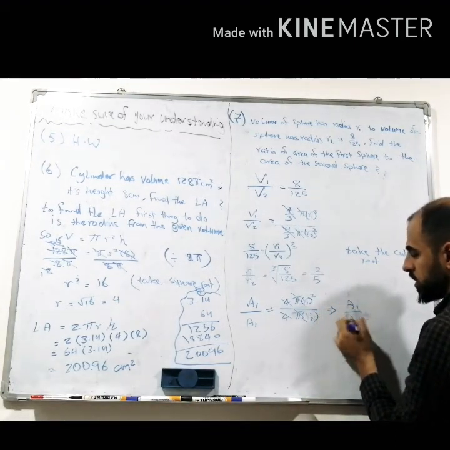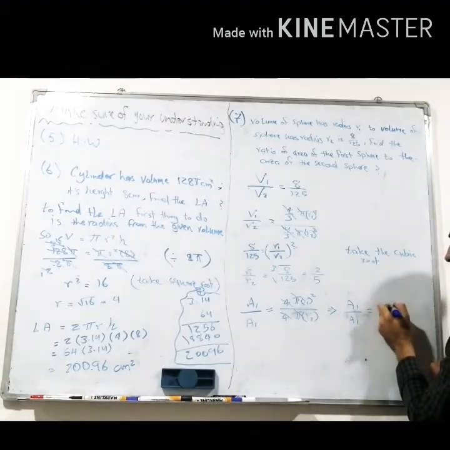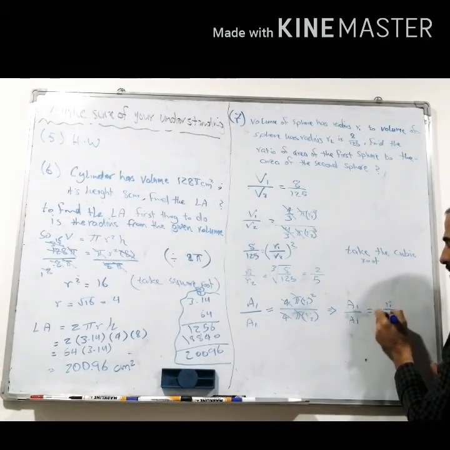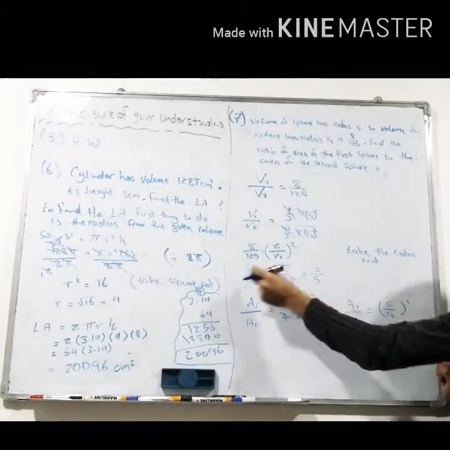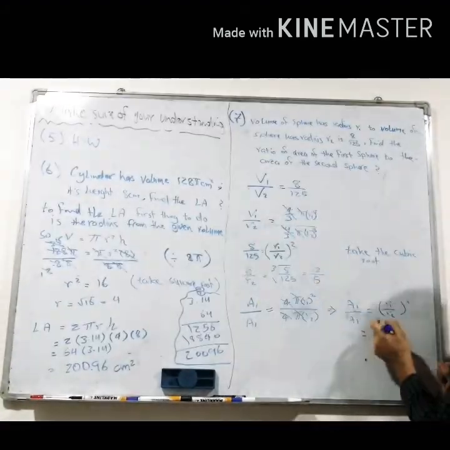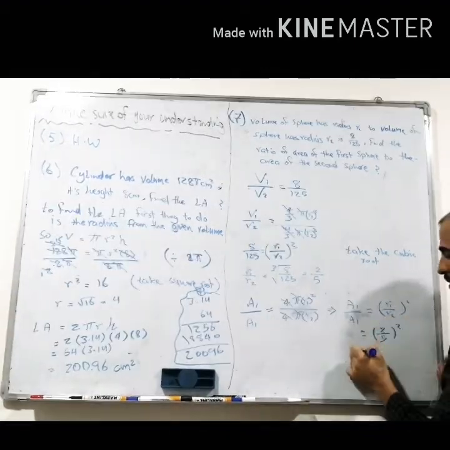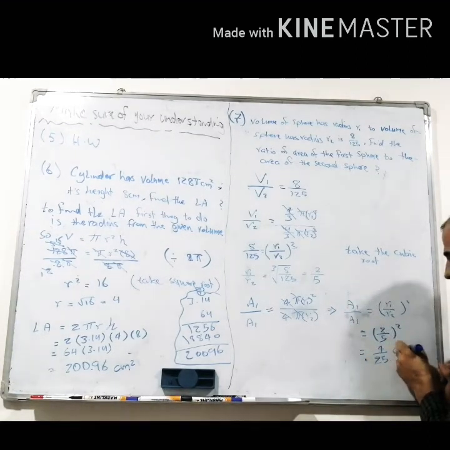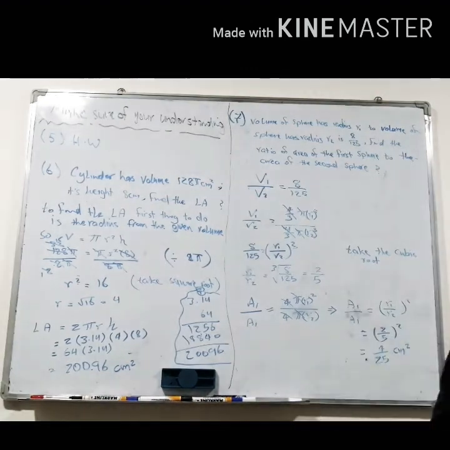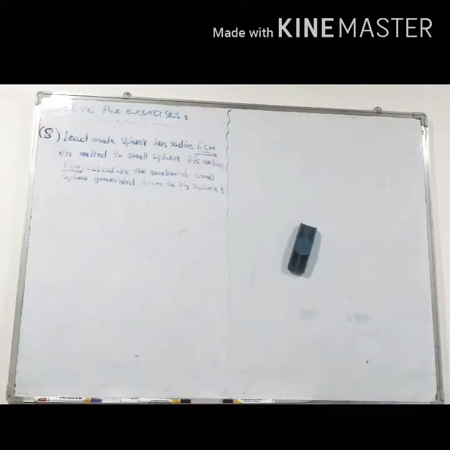A1 over A2, the area of the first sphere over the area of the second sphere, is r1 over r2, all to the power 2. Substituting the value of r1 over r2 that we found from the first step, 2 over 5, all to the power 2. 2 to the power 2 is 4, and 5 to the power 2 is 25 centimeter to the power 2. This is the solution of the question. Make sure of understanding.